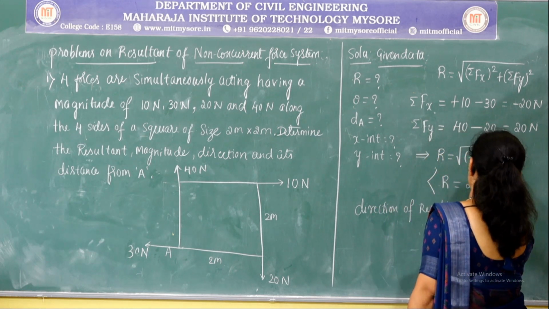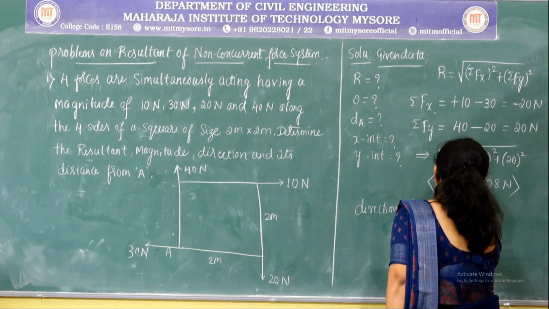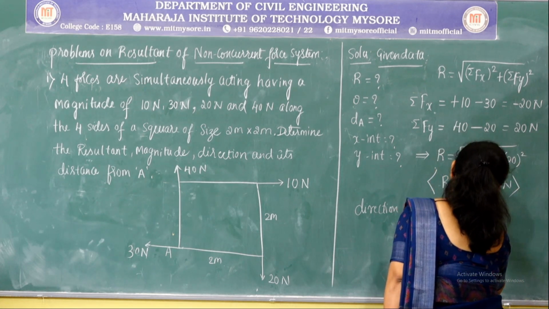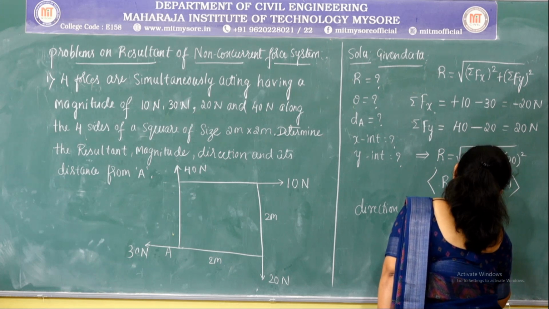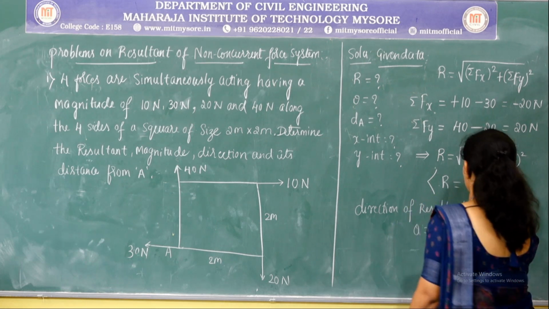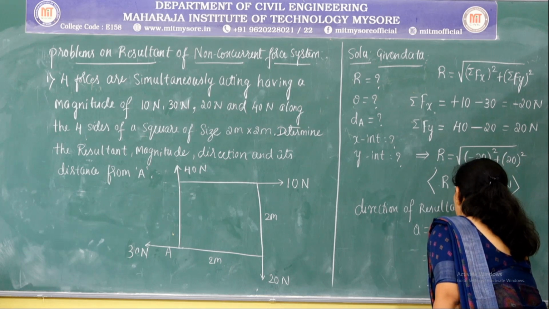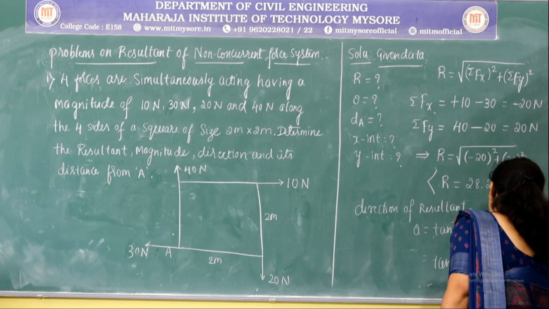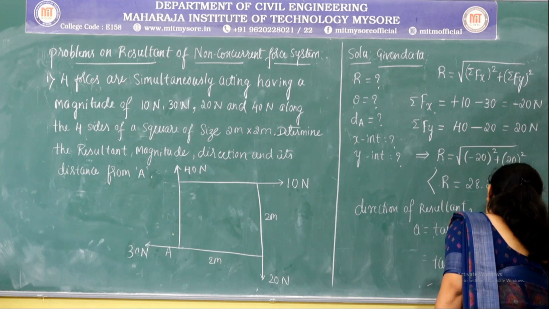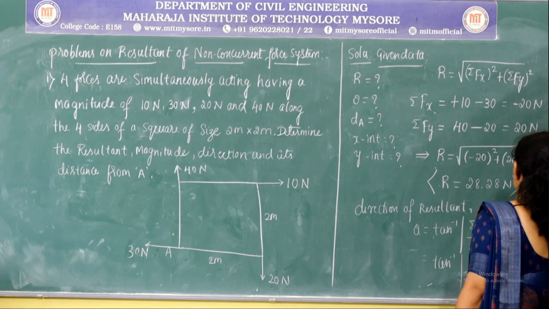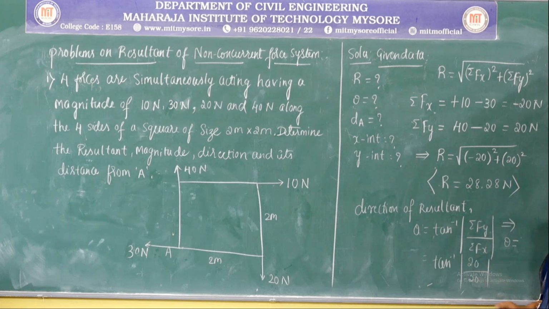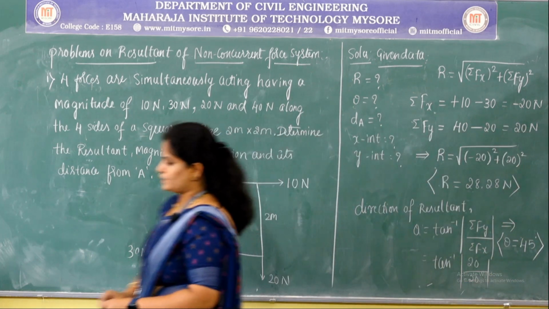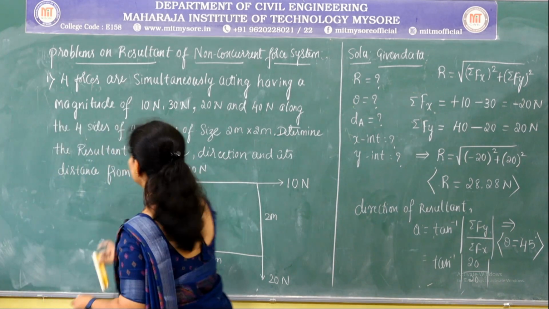The direction of the resultant is given by theta equal to tan inverse of mod of summation of Fy by summation of Fx, which is equal to tan inverse of 20 divided by 20. That implies theta is equal to 45 degree.